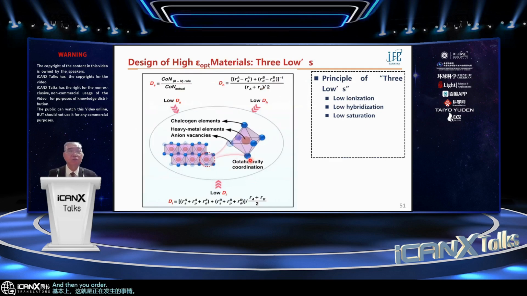And then, in order to realize this electron deficient multi-center, we need this principle of three lows: low ionization, low hybridization, and low saturation. With these three satisfied, you get this electron deficient multi-center.